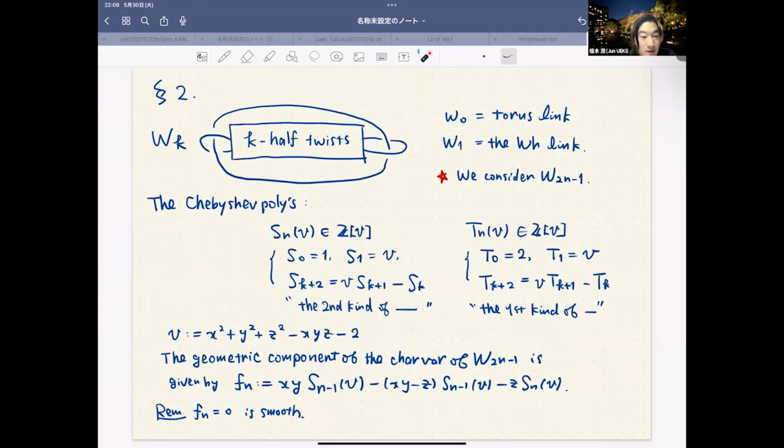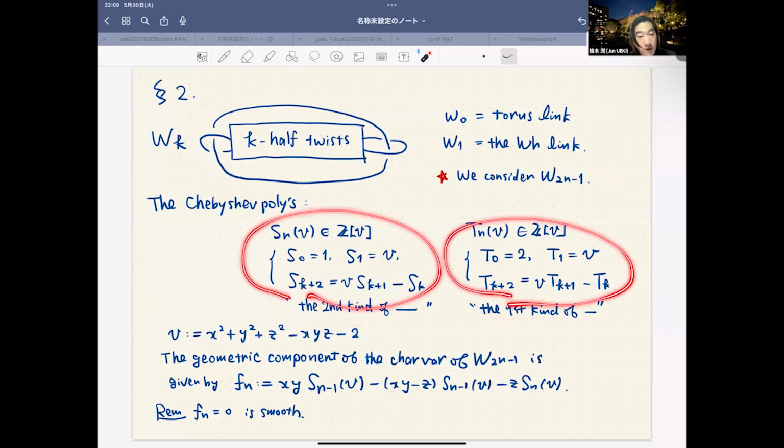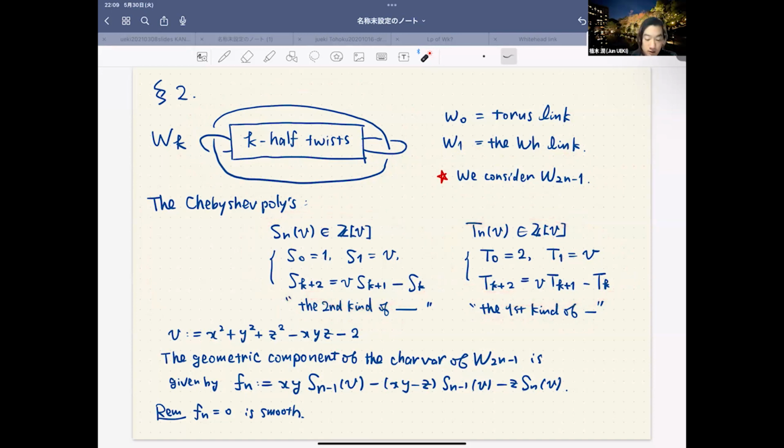Next, I will explain its generalization to the twisted Whitehead ring. It is defined by this picture. We consider the odd twisted Whitehead link. We need the notion of Chebyshev polynomials. The second kind and the first kind of the Chebyshev polynomials are defined by these equations. In addition, we put V to be this polynomial.